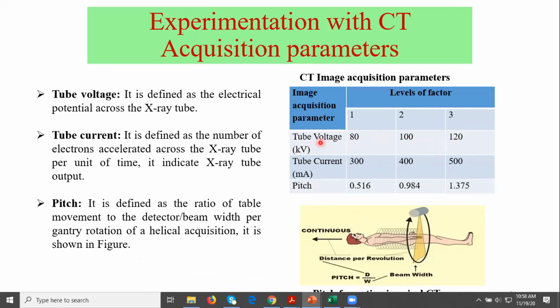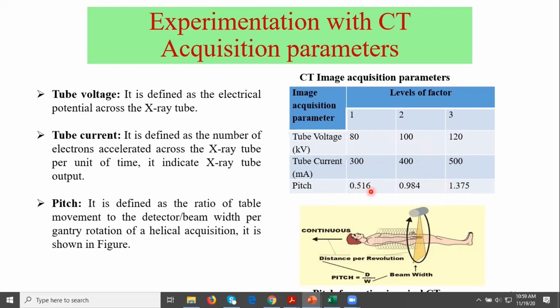Always, when considering the input parameters, you have to keep the intervals the same. That is the main condition for taking the levels in the parameters. In each parameter, suppose I am taking 80, 100, 120, the difference is 20 and 20. When I'm taking the tube current, 300, 400, 500, so 100, 100, 100 is there. When I'm taking the pitch, it is here.